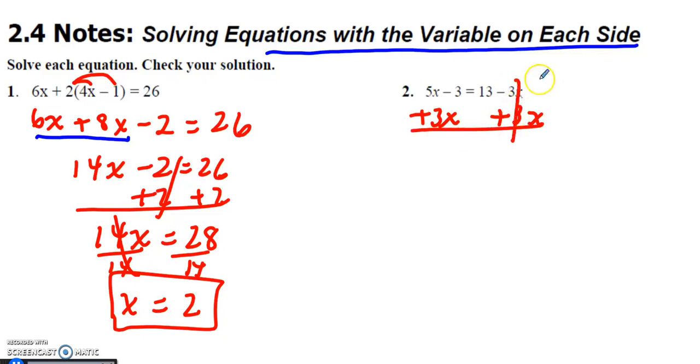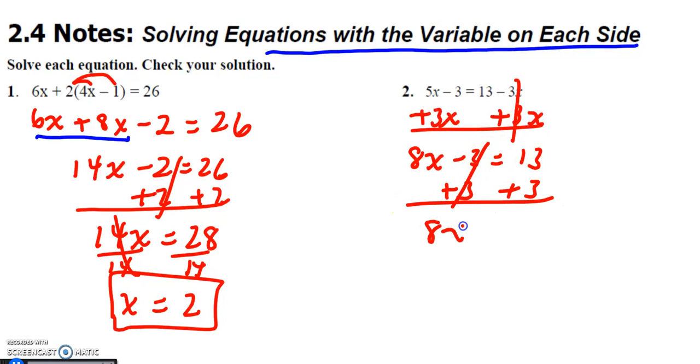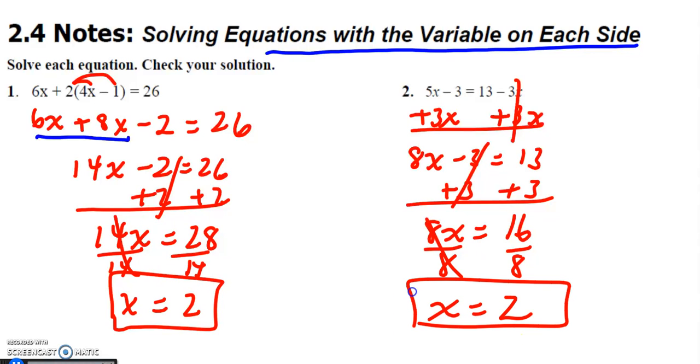I've noticed that more students like moving things over to the left, so I'm going to do that most of the time. So I have 8x minus 3 equals a positive 13. And now this equation reminds me of this one quite a bit, that now I want to get x isolated. So I'm going to add the 3, get 8x equals a positive 16. Funny enough, if I divide by 8, definitely planned, the answer is also x equals 2.